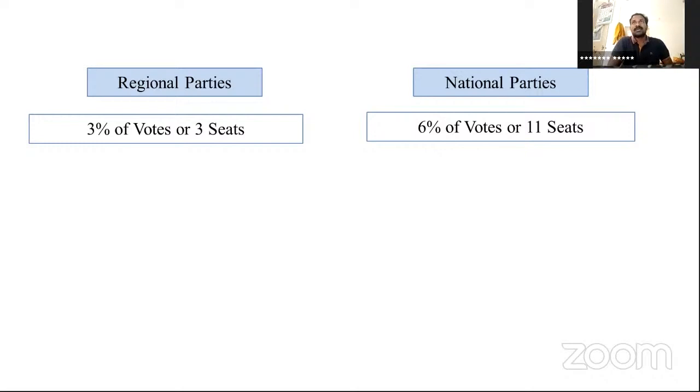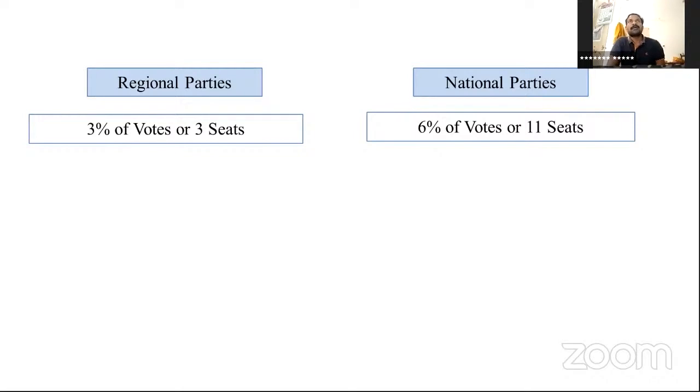Any political party that participated in the contest of election and gets 3 seats, 3 seats means 3 constituencies. If they win 3 constituencies, it is treated as a regional party.